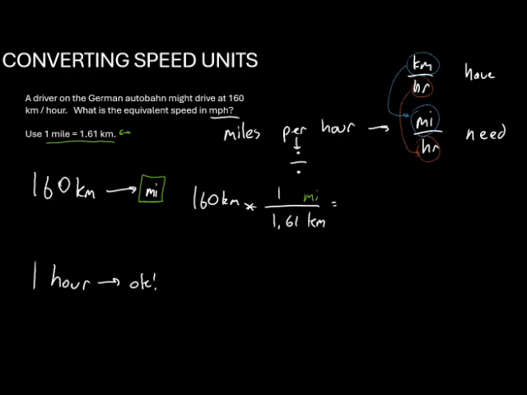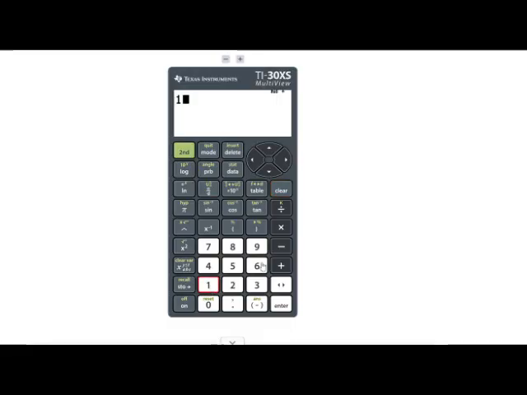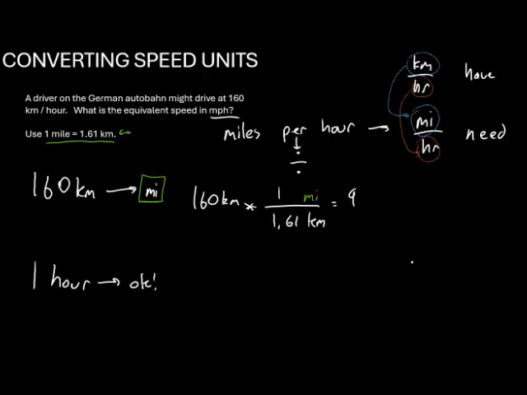We can go to the calculator and find that now. We'll take 160. Multiplying by 1 will not change our answer, so we don't have to enter that, but we divide by 1.61. When we press enter, we get 99.37, which I'll round up to 99.4. This will be part of my answer. We also know that that's how far we're going to go in 1 hour.